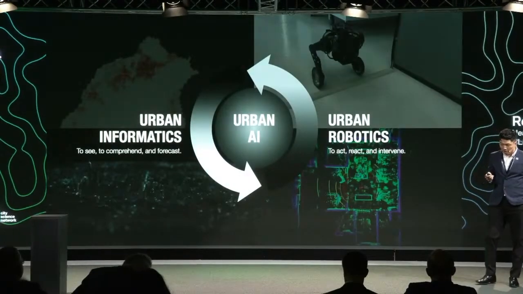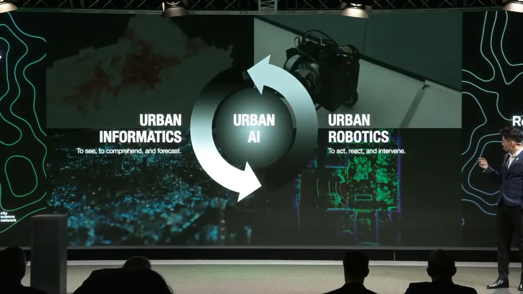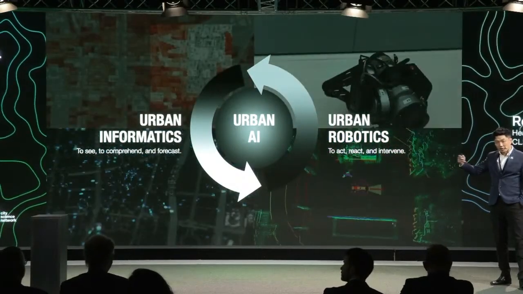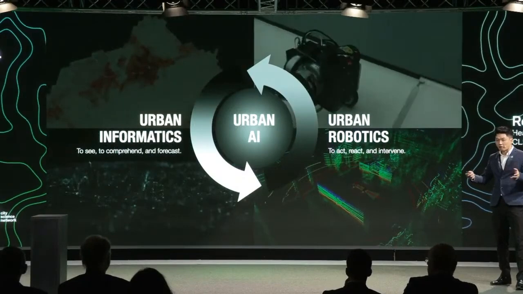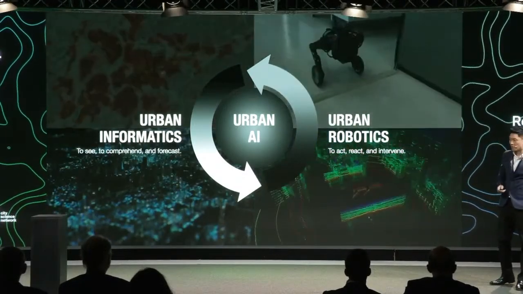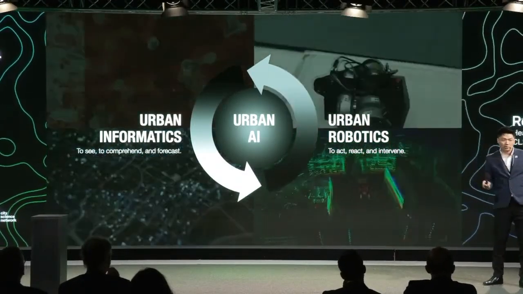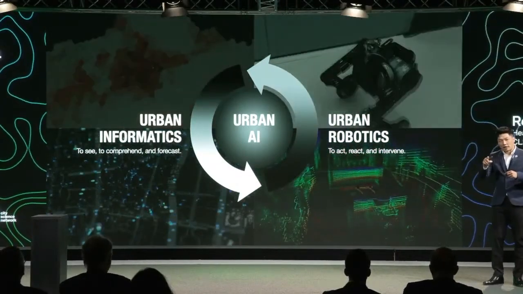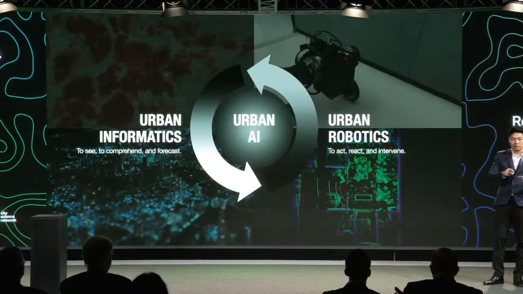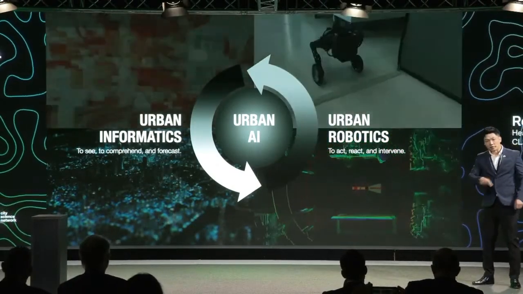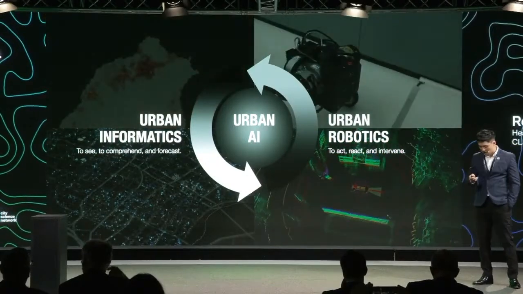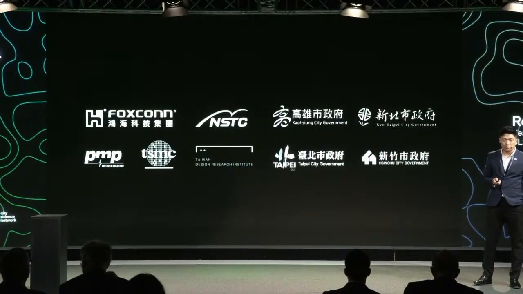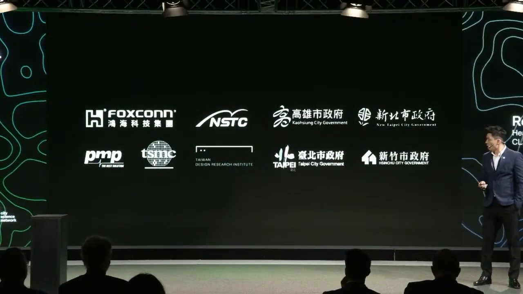I'd like to end this sharing with this diagram. As I mentioned, at the macro scale, we use urban data to understand, comprehend, or forecast what's happening next. But with robotics, we actually take actions to intervene in the built environment, and then we will gather more data along the way. So there's a feedback loop.